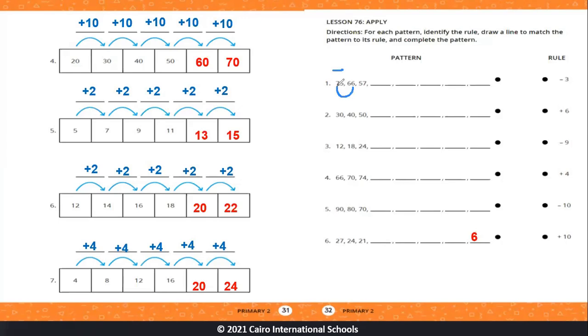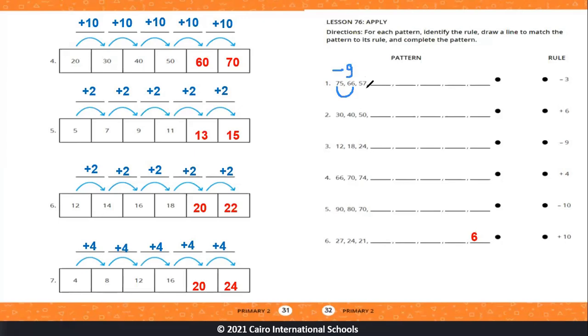We will subtract 75 minus 66 to get the difference. Count from small number to big number. All of you count with me on your fingers. We will count from 66 to 75. After 66, 67, 68, 69, 70, 71, 72, 73, 74, 75. How many fingers do we have? 9. Great. So each time we are subtracting 9.